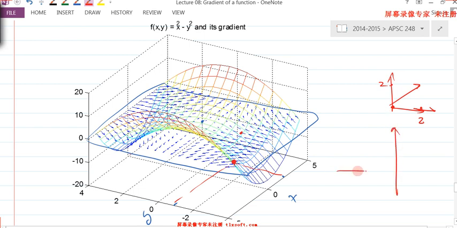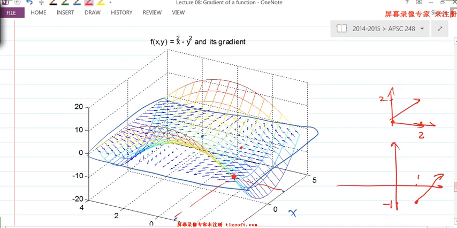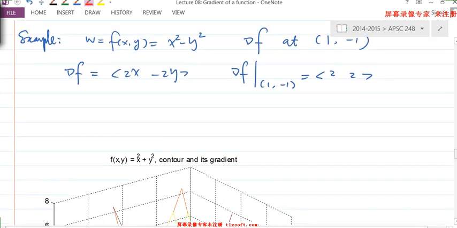Basically, in the xy plane, where's the 1, negative 1? X is 1, y is negative 1, so this is the location. And where is the vector 2, 2? It's here. So starting from here, you draw the vector 2, 2 like this. Can you see that? Basically, you parallel move this vector from the origin to this location. Was that clear? That is the gradient vector. Where is it pointing to? 2, 2. Is that clear? Very important, because if you can visualize this, over time you'll understand the gradient vector very much. Okay?